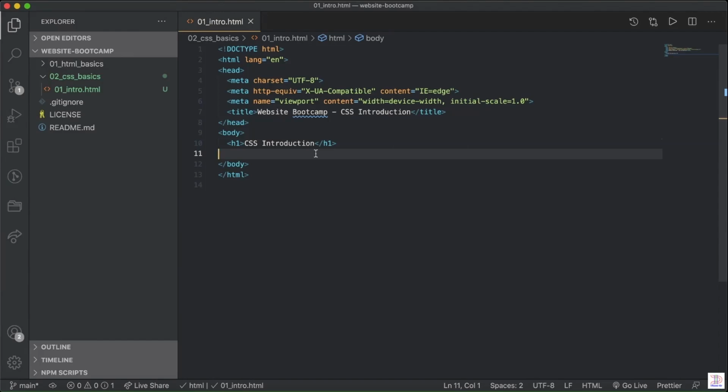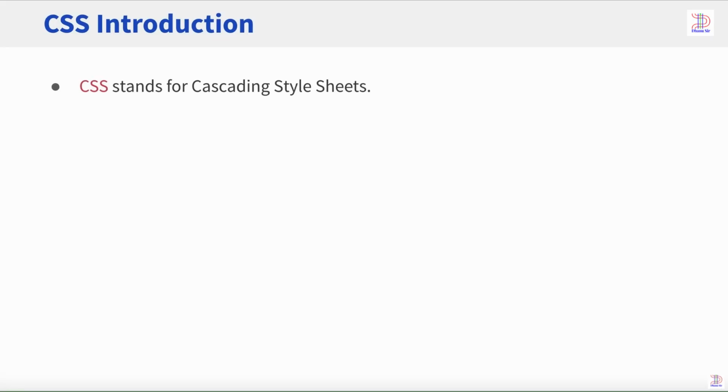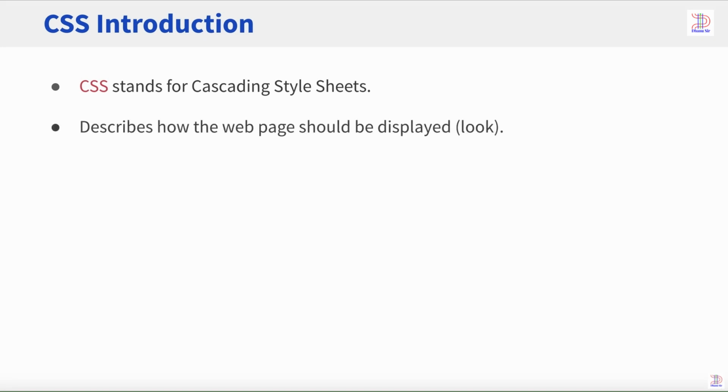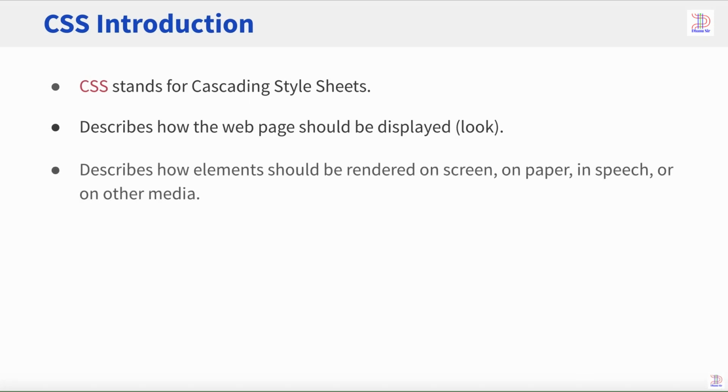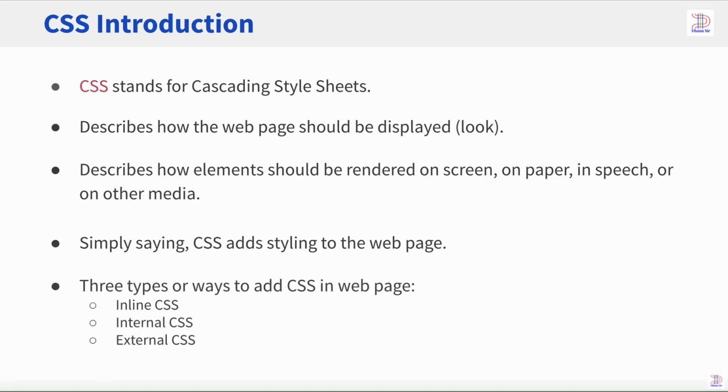Now let's quickly go through some of the important concepts related to CSS. CSS introduction. CSS stands for Cascading Style Sheets. It describes how the web page should be displayed, mostly look and feel. It also describes how the HTML elements should be rendered on screen, on paper, in screen reader or another media. Simply saying, CSS adds styling to the web page. There are three types or ways to add CSS in a web page. That is inline CSS, internal CSS and external CSS.